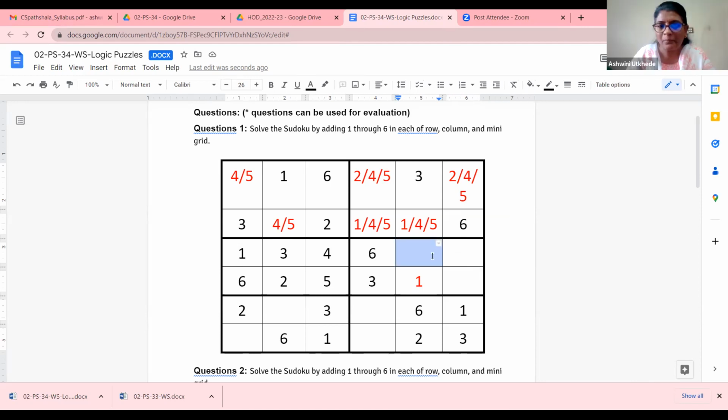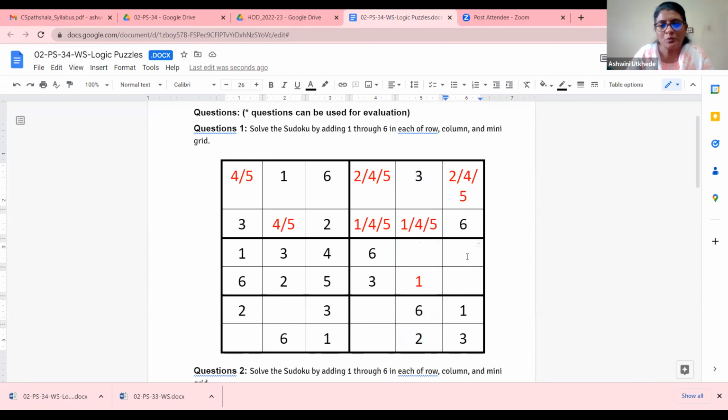No, ma'am. There is already a 2 in the same column. Teachers, please check the row and the column. 2 is already there in this column, so we cannot fill this cell with 2.